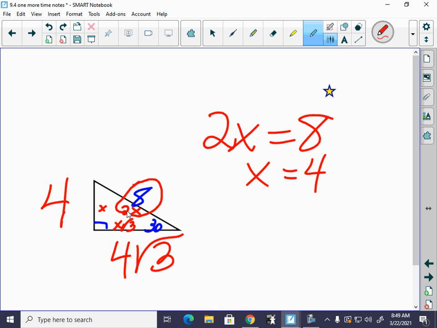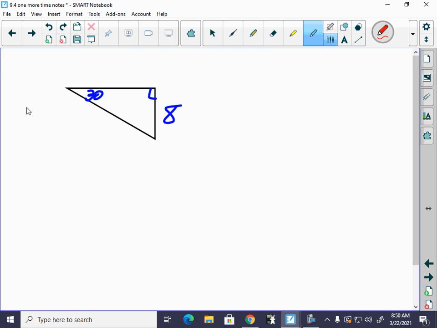Patience, grasshopper. Patience. Ready? Hike. Okay. Across from 30 is the smallest side, and it's x. Across from 90 is the biggest side, and it's 2x. Again, I'm wishing I would have made my drawings a little bigger, which means that this weird side is x square root of 3, because my ink is just blotching together.